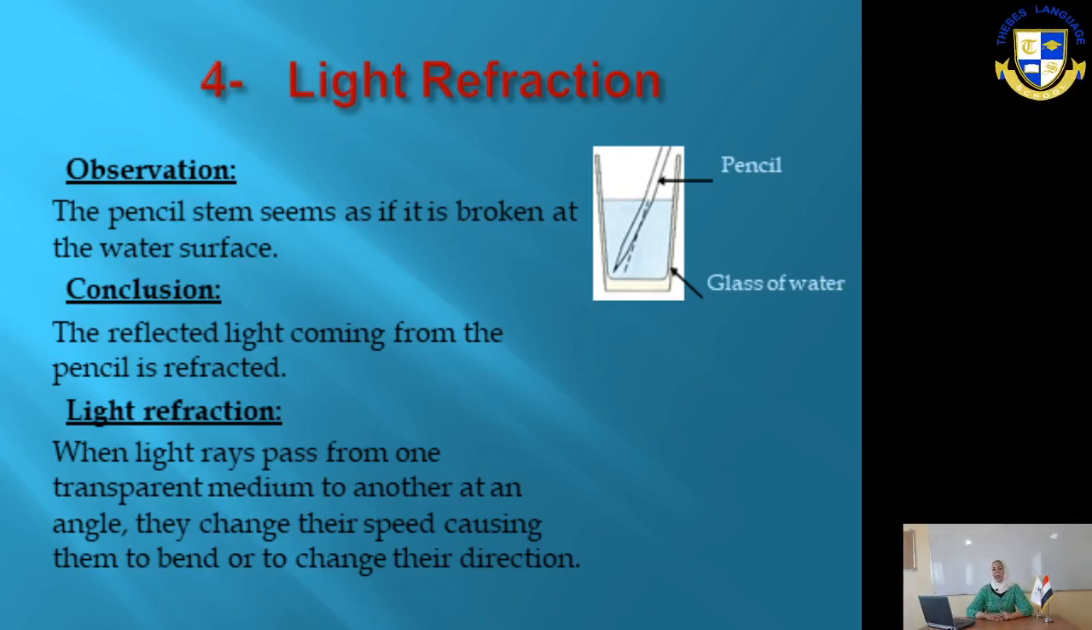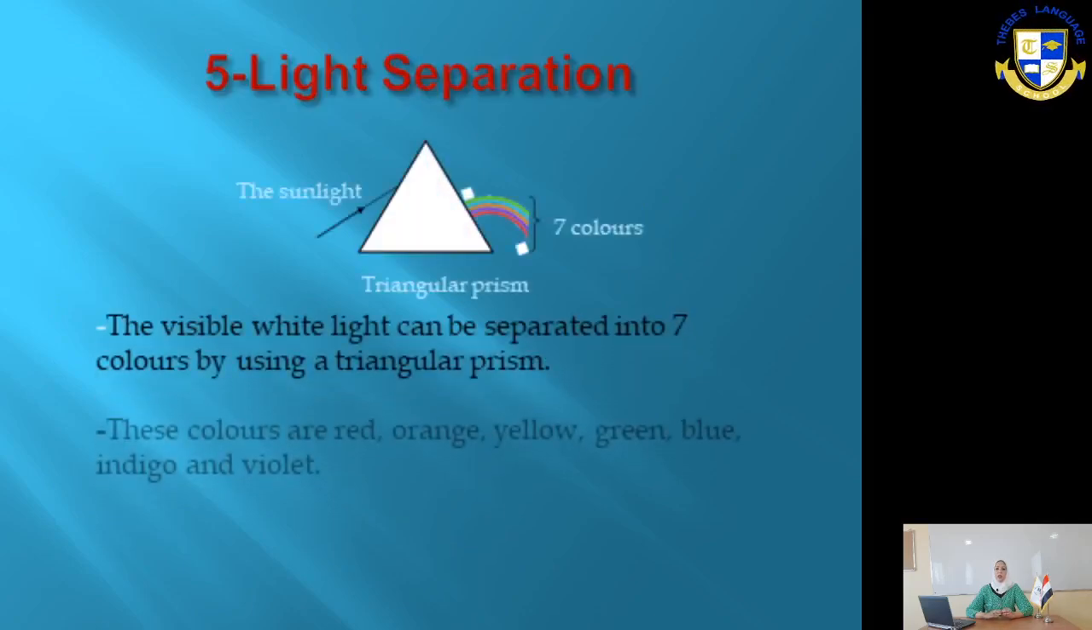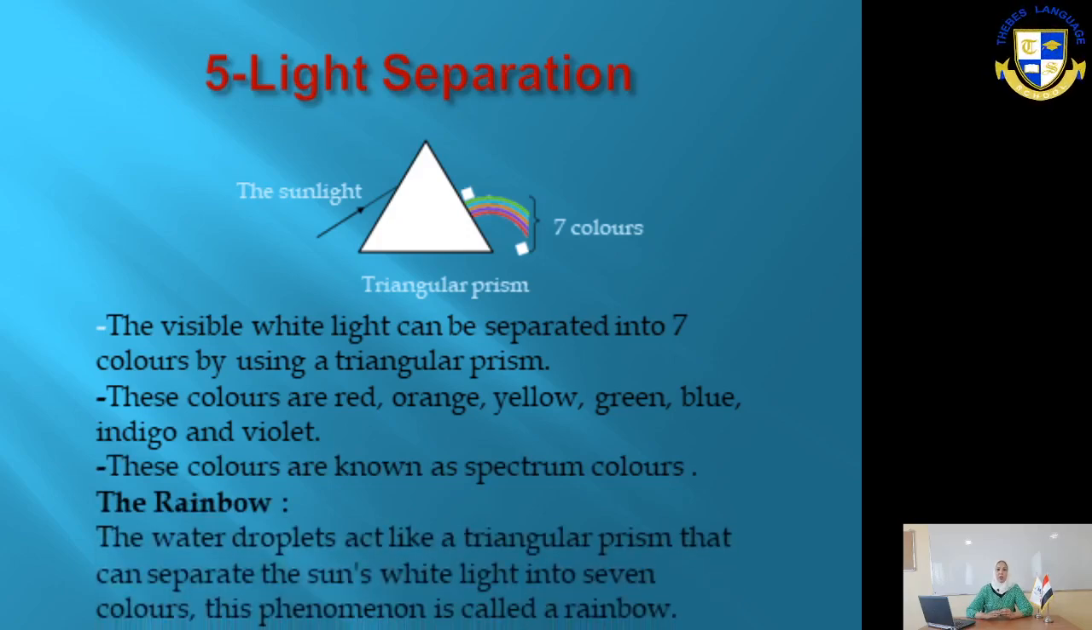Number 5, light separation. White light, or sunlight, is an excellent example of white light. It consists of 7 colors called the 7 spectrum colors. We can use a glass prism to separate the white light into 7 colors. Here: red, orange, yellow, green, blue, indigo, violet.